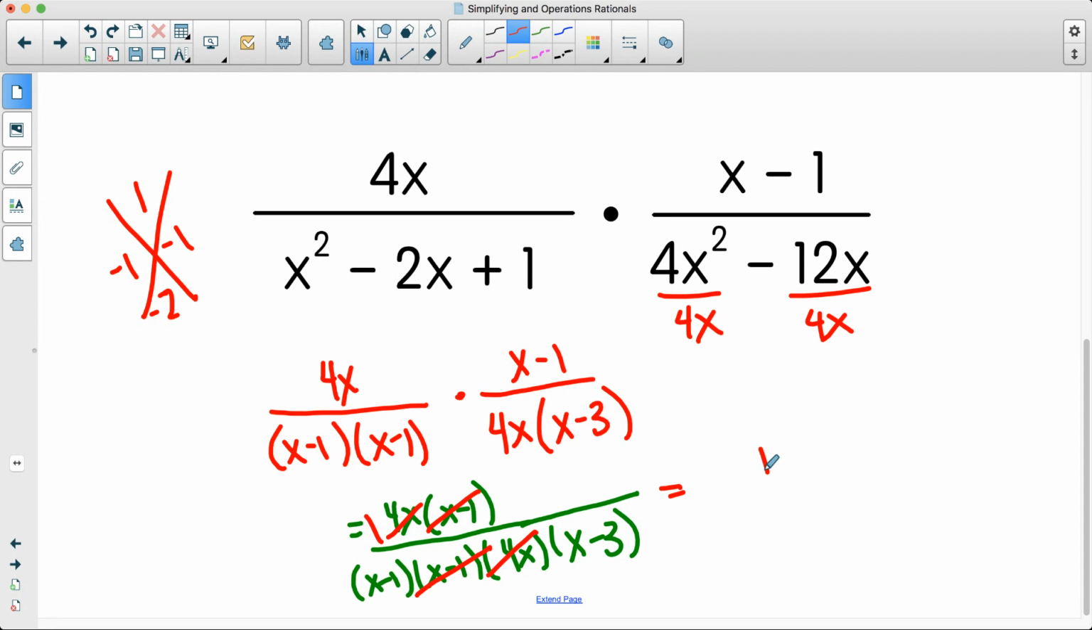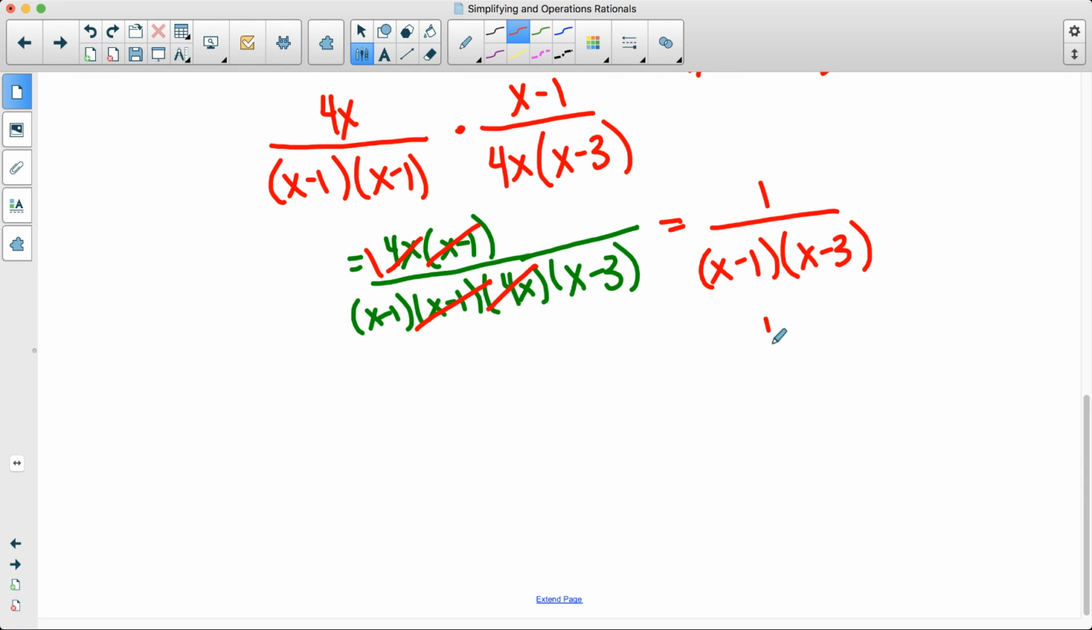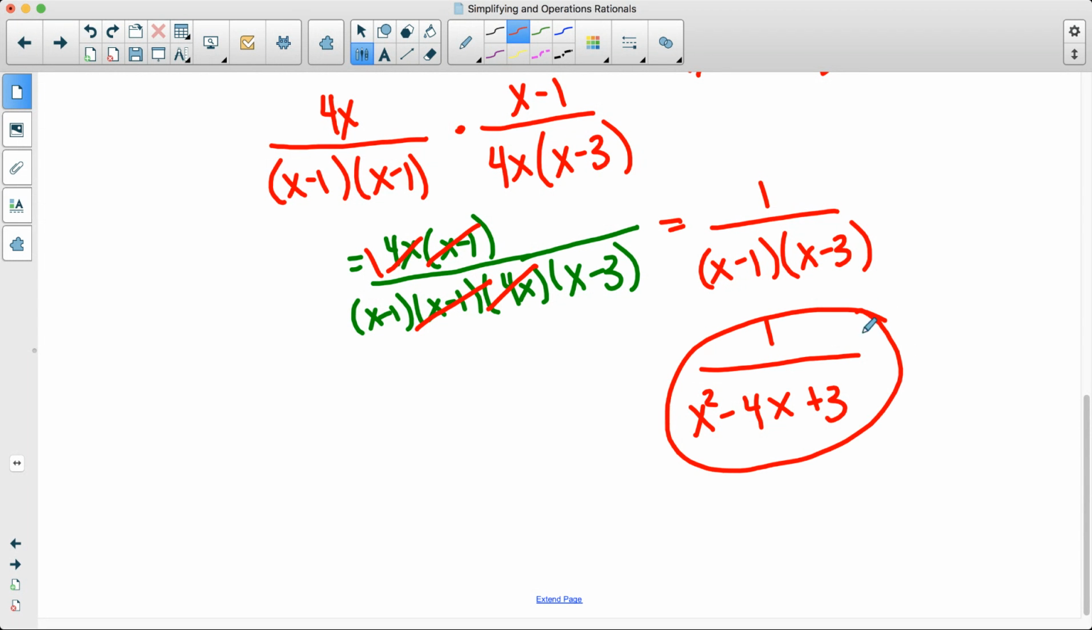So here we're going to have 1 over x minus 1 times x minus 3, and you can multiply that out. So you have standard form. So we'll have x squared minus 4x plus 3, and that is your final answer.